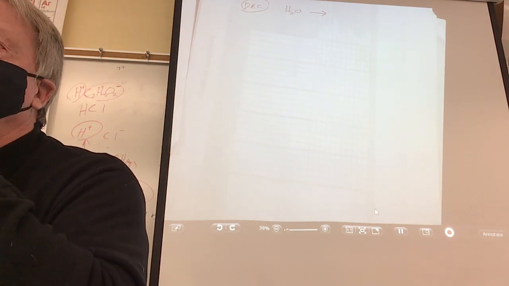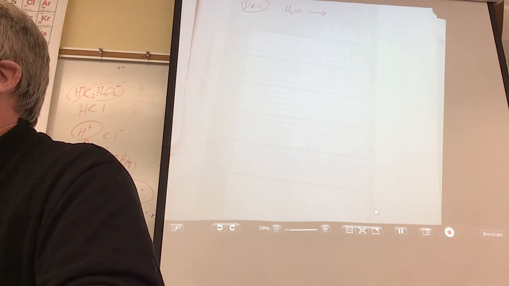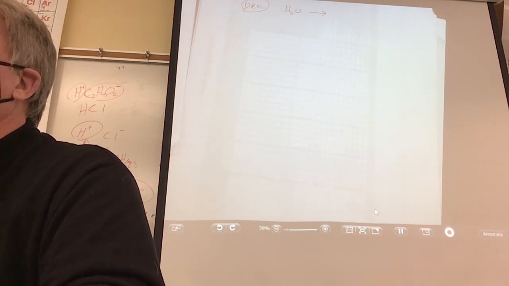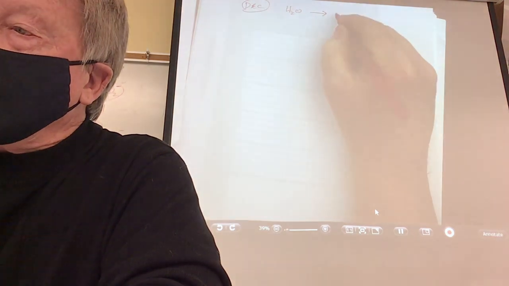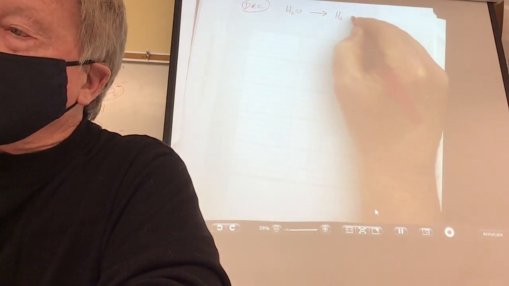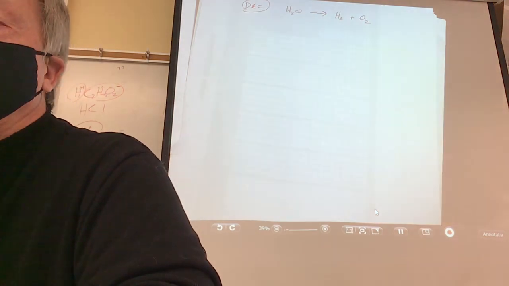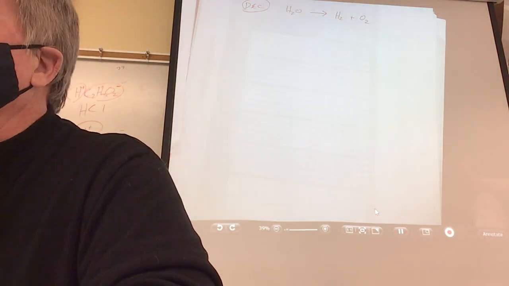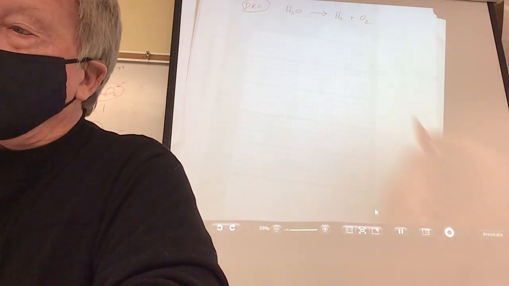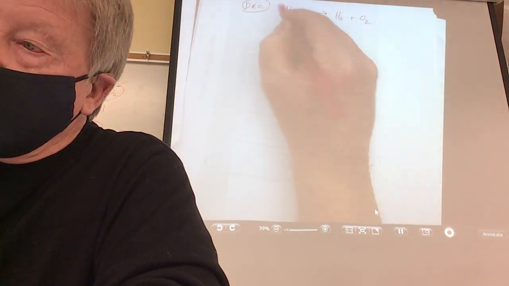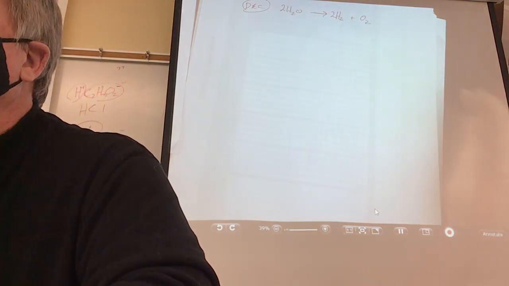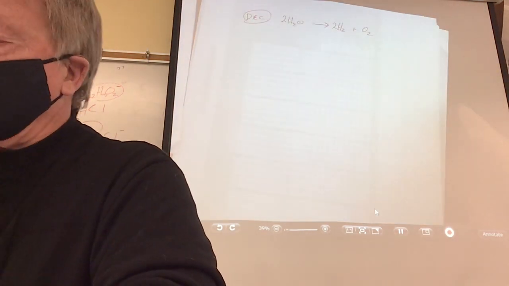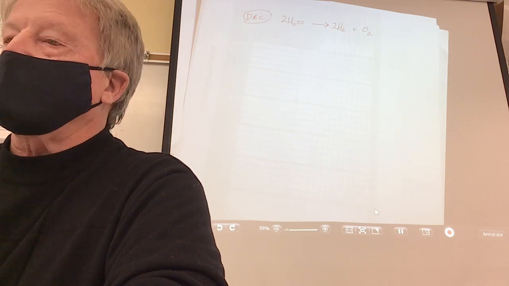Does everybody know what water decomposes into? It decomposes into elements, only elements, so does everybody know that's going to decompose into hydrogen gas and what else? Okay, everybody got that far? Okay. We're going to balance it, aren't we? And that wasn't too bad. Now we have to assign oxidation numbers.